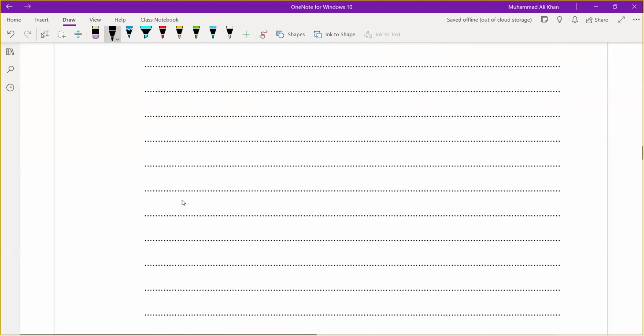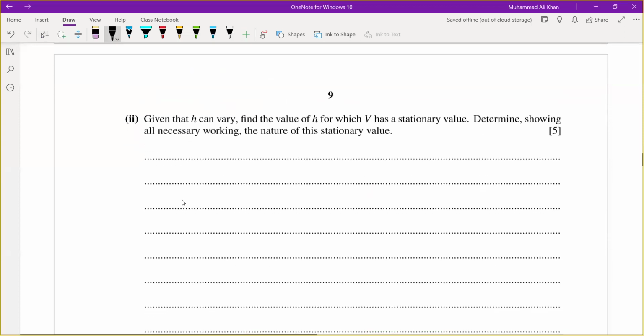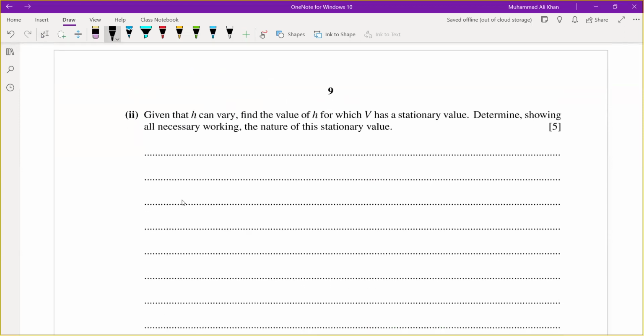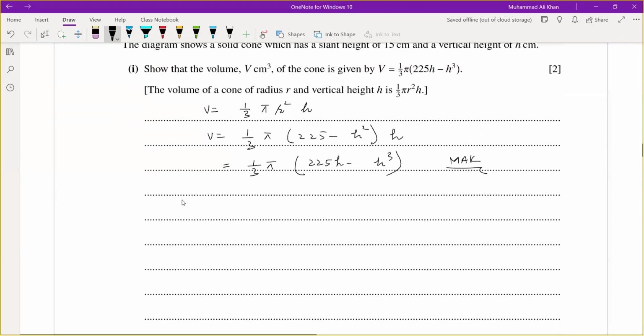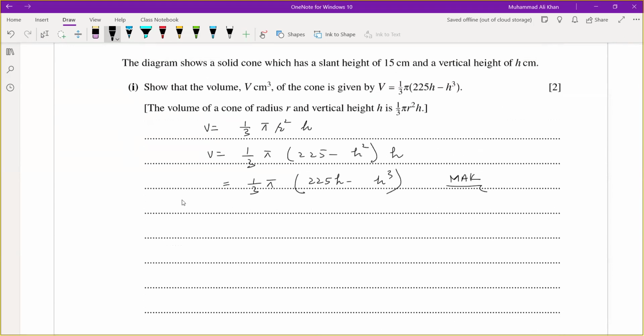After that, in the second part, given that h can vary, find the value of h for which volume has a stationary value, determine its nature, showing all necessary working. Okay. We have to calculate the stationary value of volume plus the nature. So for that, we have to differentiate the volume with respect to height.